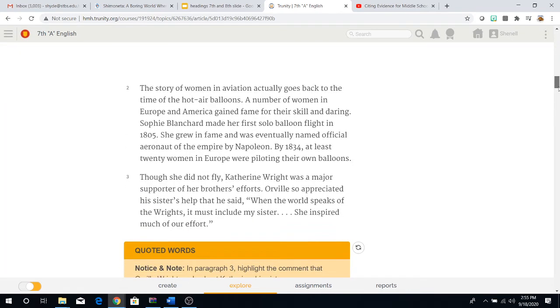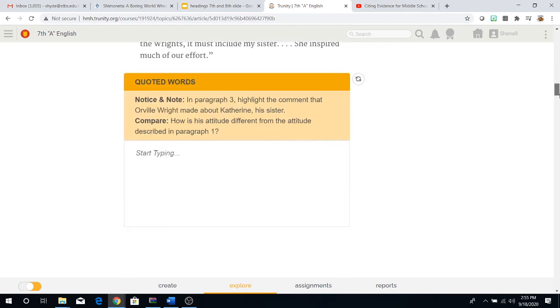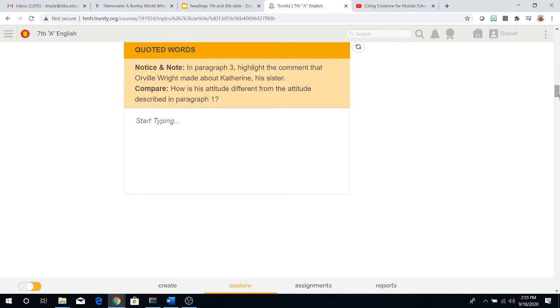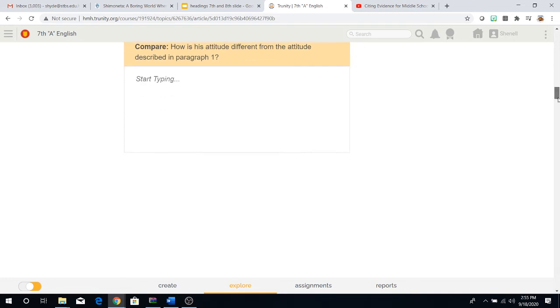Then you'll come to paragraph 2 and 3. And when you get there, you should find quoted words. Notice and note paragraph 3. Highlight the comment that Orville Wright made about Catherine, his sister. Once you've done that, it's time to compare how his attitude is different from the attitude described in paragraph 1.